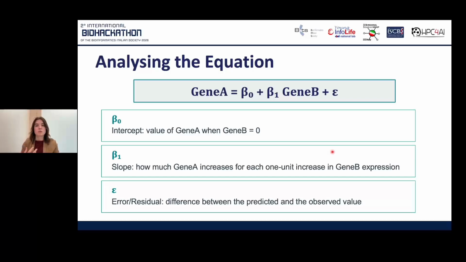So it might be some sort of biological variation that gene B alone is not explaining. It might be due to a nonlinear regulatory dynamic or measurement noise. So it's the part of gene A's expression that our model couldn't really account for. So it's clear that it's something we need to measure and to quantify to understand how good our model will be.